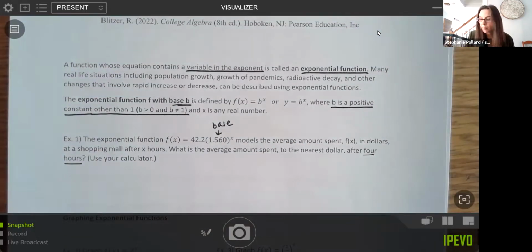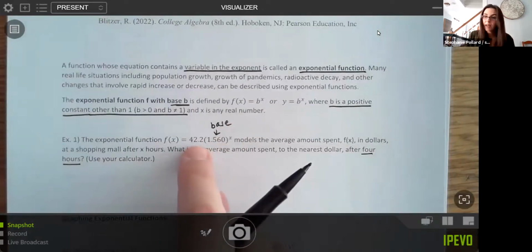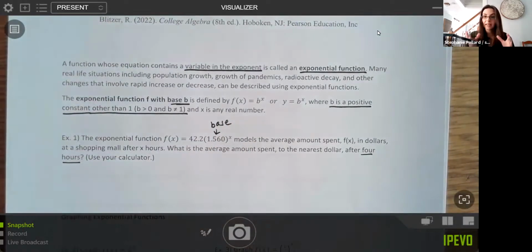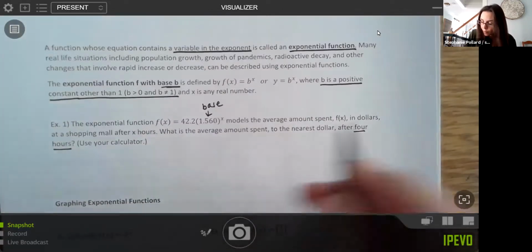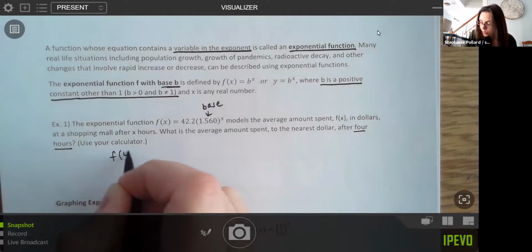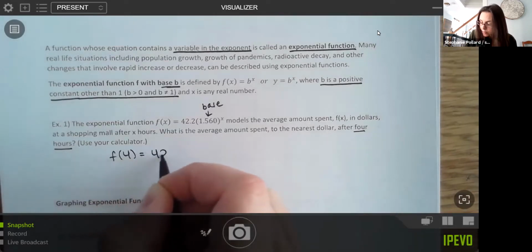Now, this one's a little bit more complicated. You do have a multiplier out front, but that's okay. You still have that key core idea that you have this base to a variable where that variable is in the power. So we can still solve these. We're going to plug in 4 here. In this case, we want to know what happens after 4 hours.